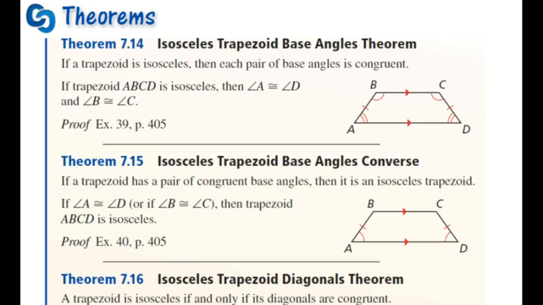So now here are some theorems that we're going to work with. This first one, the isosceles trapezoid base angles theorem. If a trapezoid is isosceles, where my legs are the same length, then each pair of base angles is congruent.